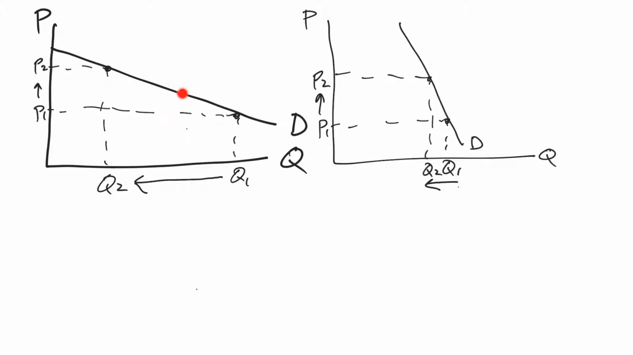We'll notice with this demand curve that quantity demanded is quite sensitive to a change in price. Quantity demanded falls all the way down here from Q1 to Q2. Whereas with this demand curve, quantity demanded doesn't fall very far, just a little bit. Quantity demanded is fairly insensitive to change in price.